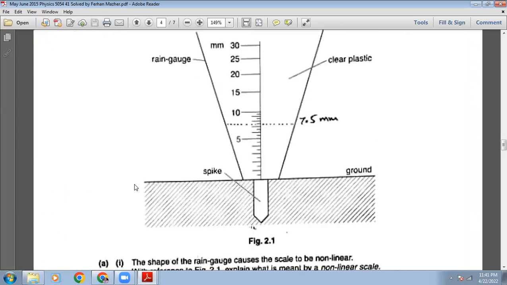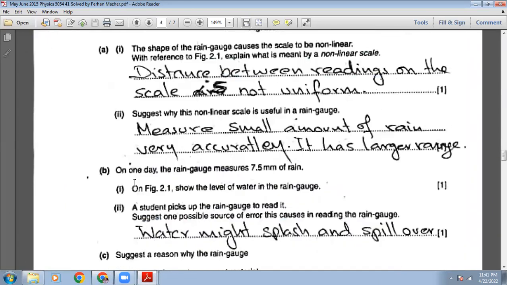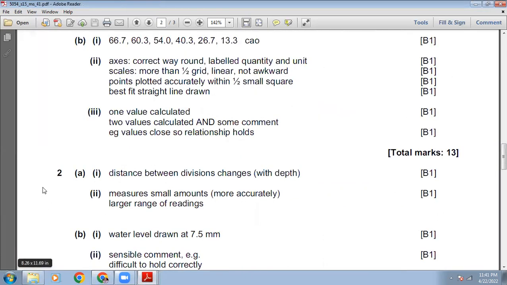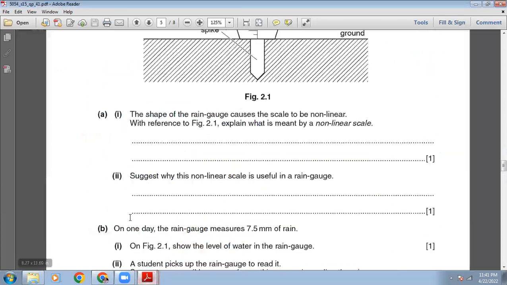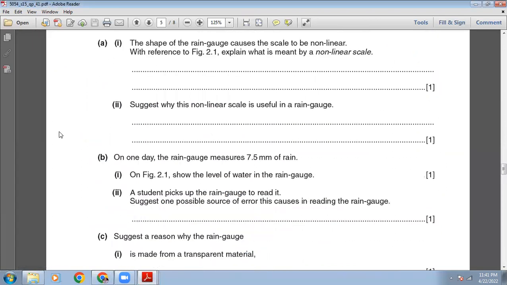Okay, so here we go. It says the distance between the readings on the scale is not uniform. So let's check the marking scheme. Distance between the divisions changes with the depth. Okay, so that's their answer. Then they say suggest why this non-linear scale is useful in a rain gauge.